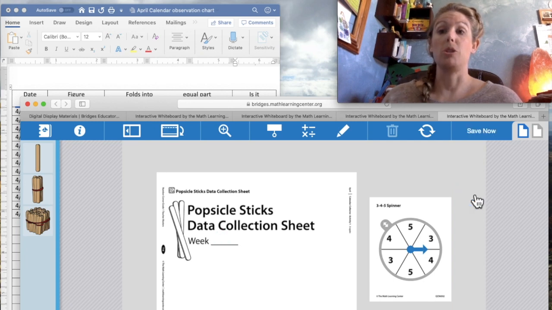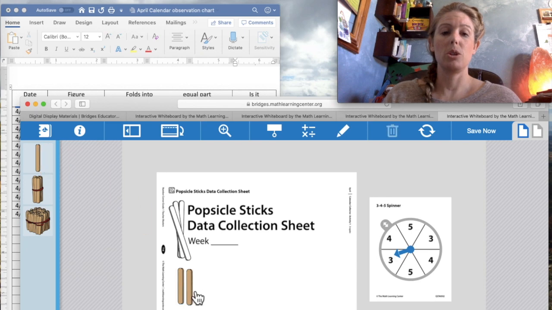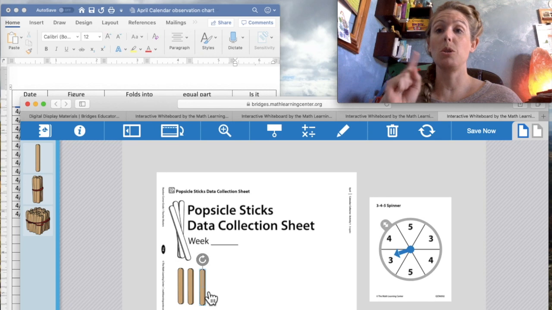Okay, so I want you to get out your drum rolls. Let me hear your drum rolls with your hands. And we're going to spin. 3. We have collected 3 popsicle sticks. 1, 2, 3. And on your piece of paper, let's make some tally marks for how many popsicle sticks that we have collected.